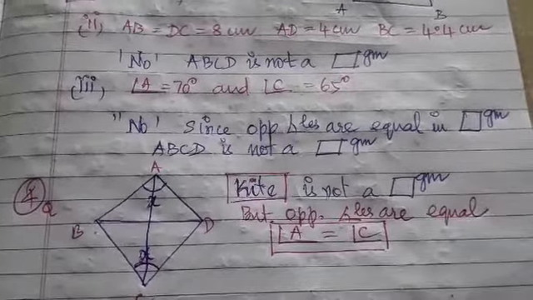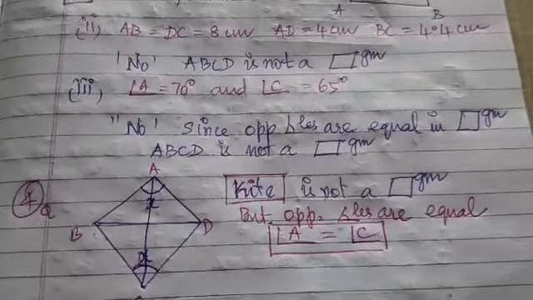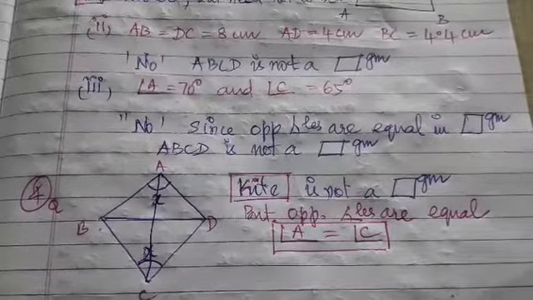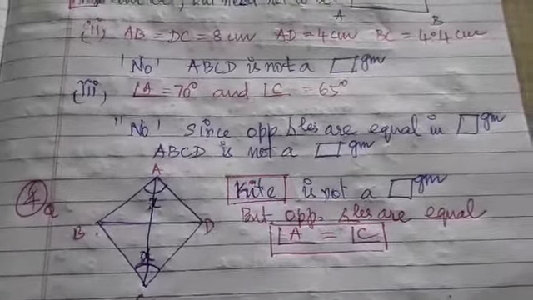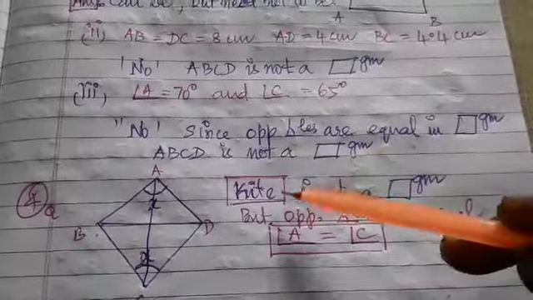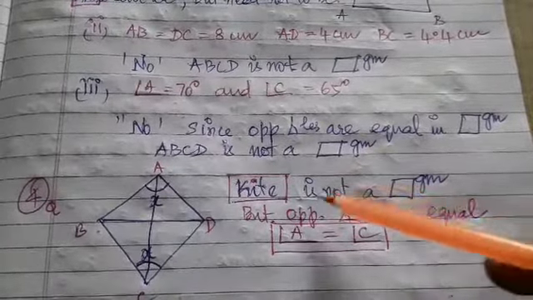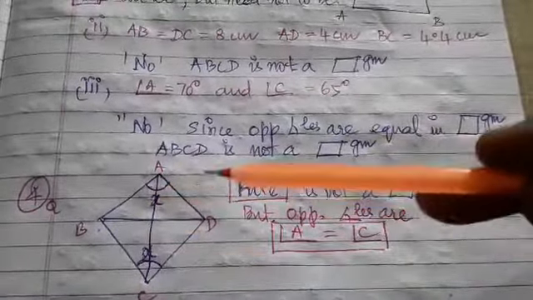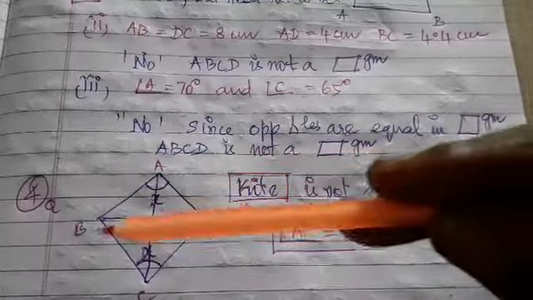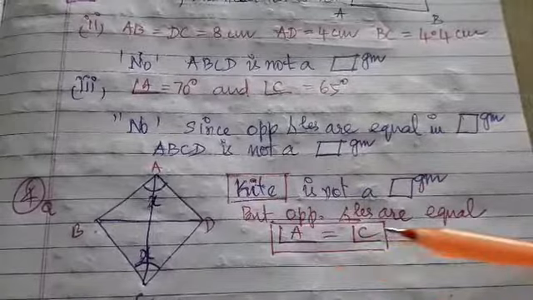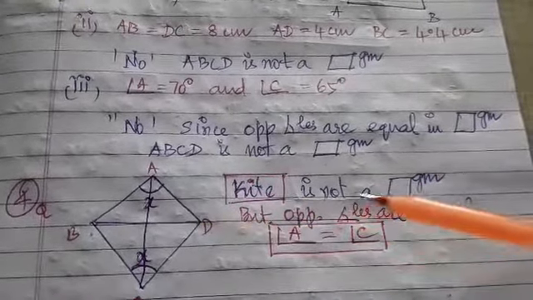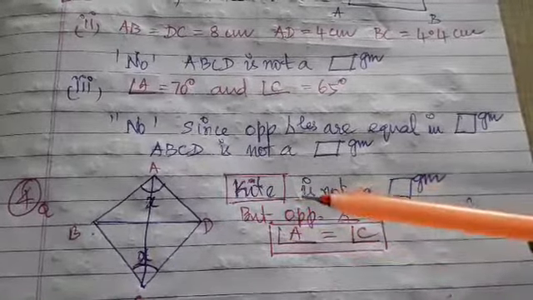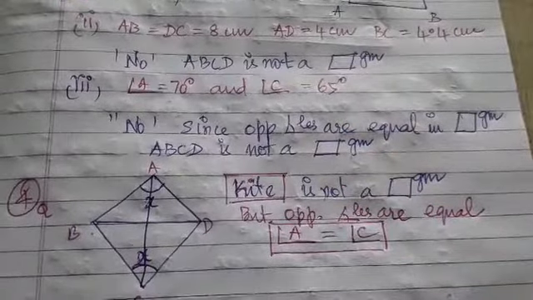Fourth question, they are asking: is there any quadrilateral whose opposite angles are equal? Draw a rough figure of a quadrilateral whose opposite angles are equal. The only possibility is a kite, which is not a parallelogram. It is not a parallelogram, but opposite angles are equal. ABCD is a quadrilateral, but the sides are not parallel. So angle A equal to angle C. In a kite it is possible. So kite is the answer for this question. It is not a parallelogram, but it is a quadrilateral with opposite angles equal. That is your fourth question.